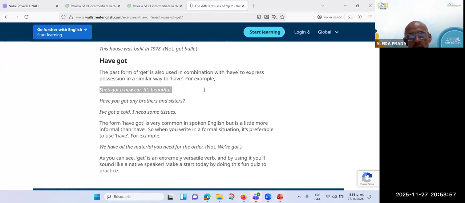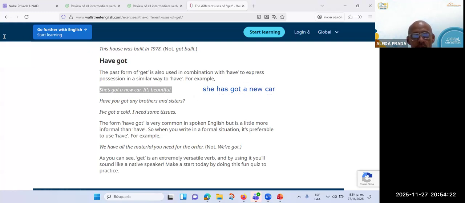She's got a new car. It means she has got a new car. You can say she's got or she has got. But this is typical from British English, no? In American English, we say she has a new car. But in British English, it's typical to say she has got a new car.